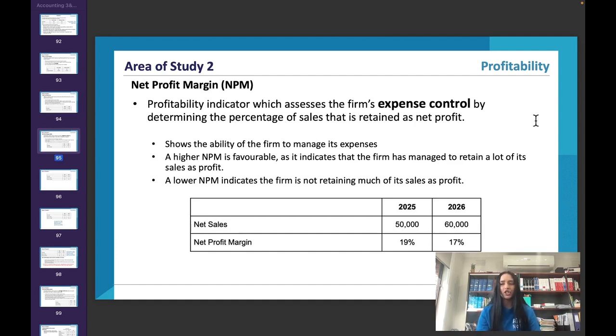And if net profit margin is higher, then this is favorable because it indicates that the business has managed to retain a lot of its sales as profit and it has good expense control. But if the business's net profit margin is lower, this indicates that the business has bad expense control and it's not retaining as much of its sales as profit.